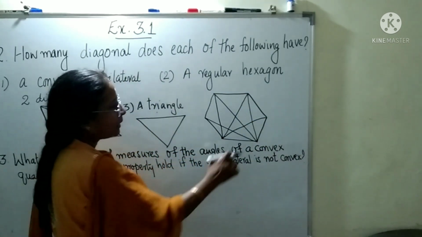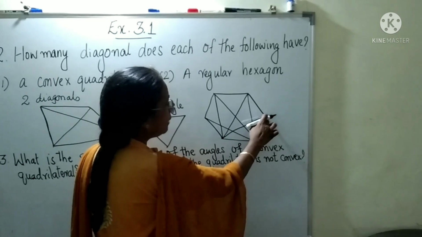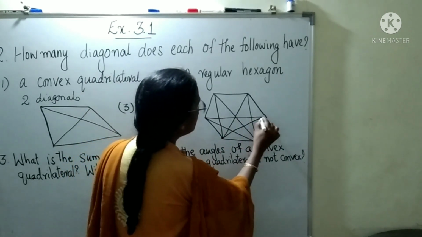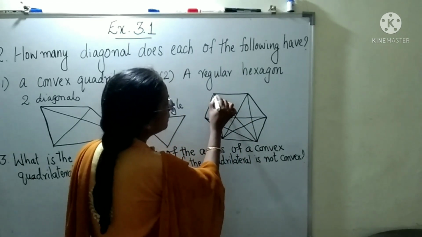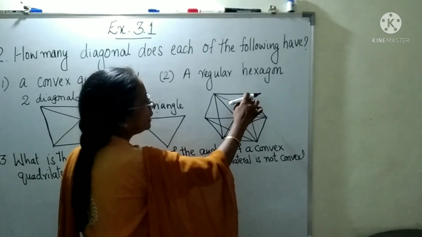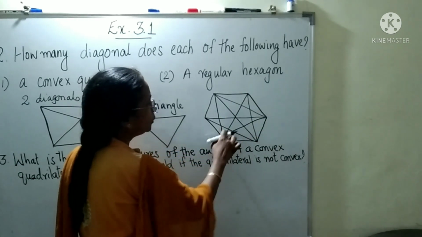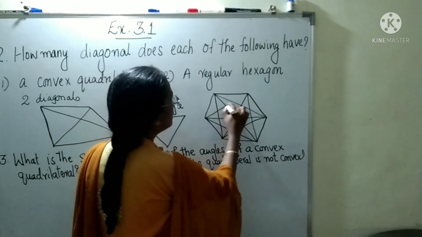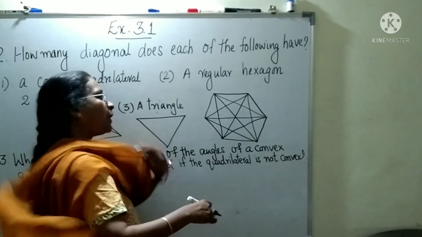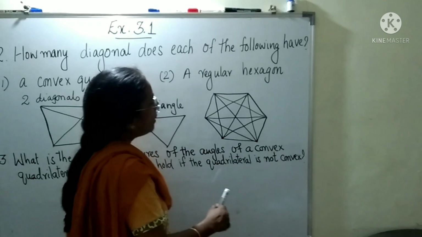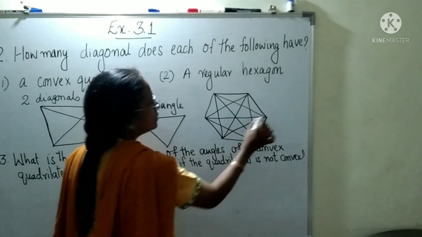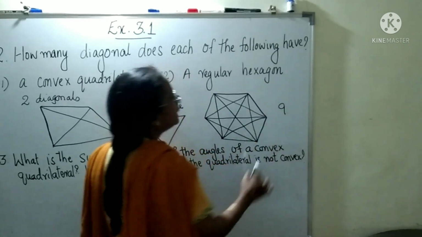Now from this point 1 is already drawn, 7, 8. Now from here 1, 2, here 9. Now see from each point they have got 3. So total how many you can count? Total we have drawn 9.